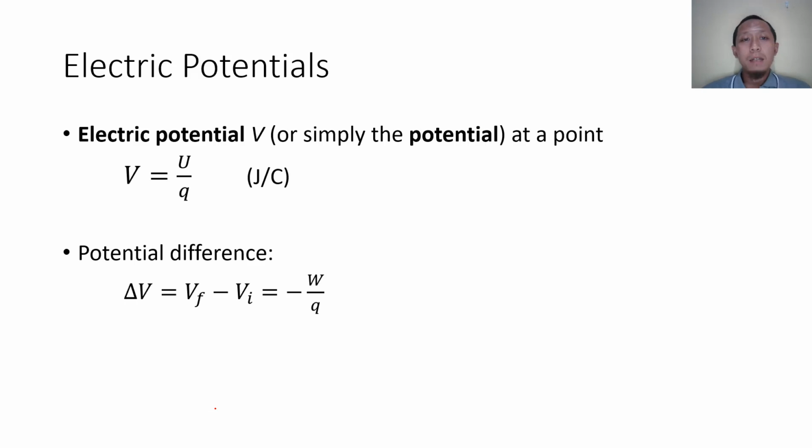And then the electric potential V at the point is U per q. And then the potential difference delta V is Vf minus Vi, which is equal to minus W per q. So if we know the work or the potential energy, we can calculate the electric potential by using the work or the electric energy per the charge.